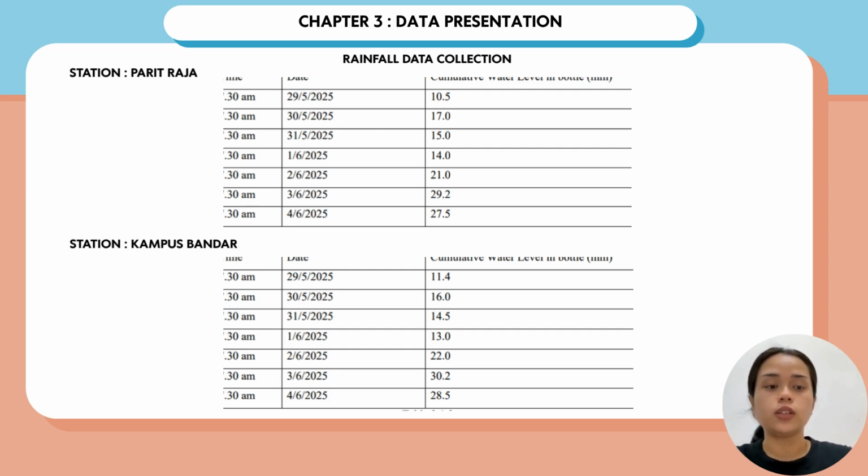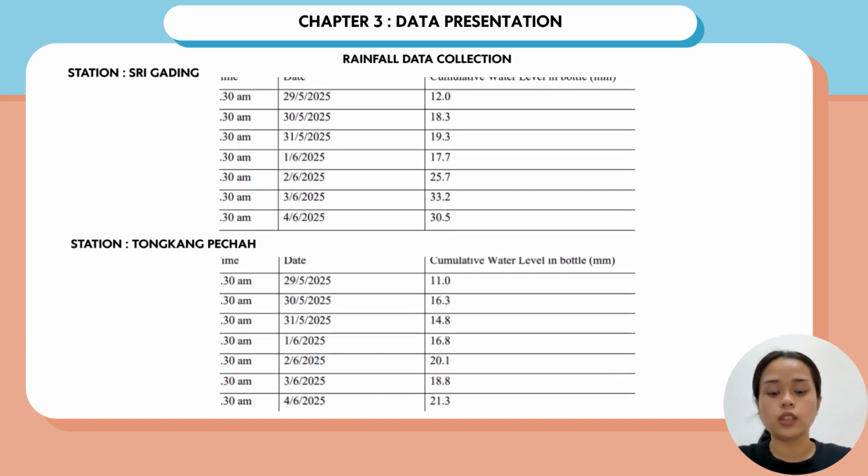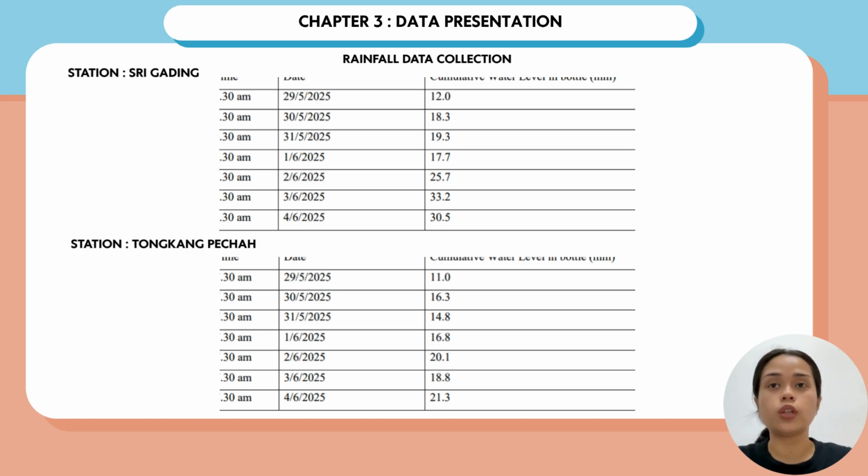For rainfall data collection, we collect the data using a bottle, which has been constructed as a rain gauge model. For the first location, which is at Raja, the highest cumulative water level was on the 3rd of June, which is 29.2 mm. At Campus Banda, the highest cumulative water level was also on 3rd of June, which is 30.2 mm. For Sri Gading, the highest cumulative water level was on the 3rd of June, which is 33.2 mm. And for Tongkang Pecah, the highest cumulative level was on the 7th day of the week, which is 21.3 mm.